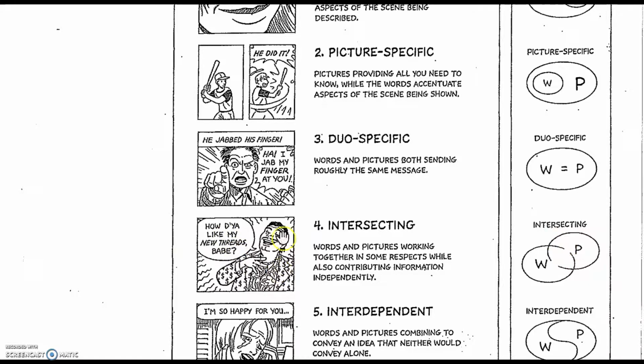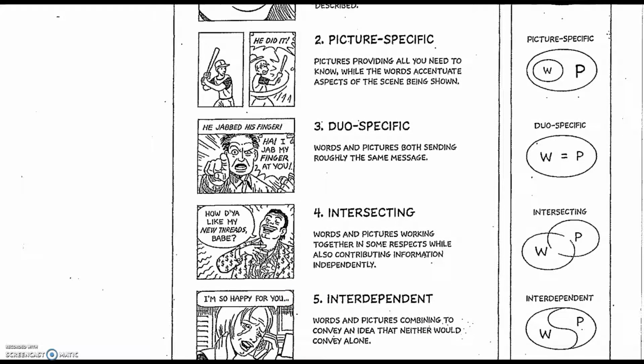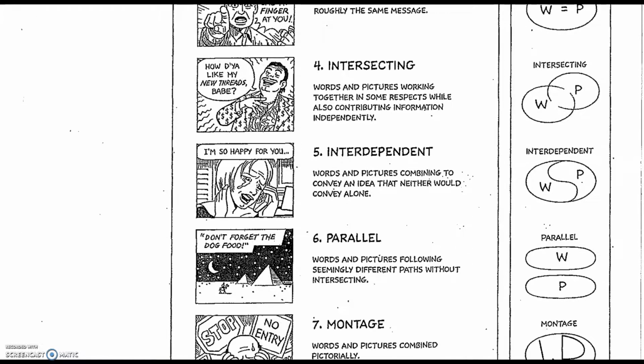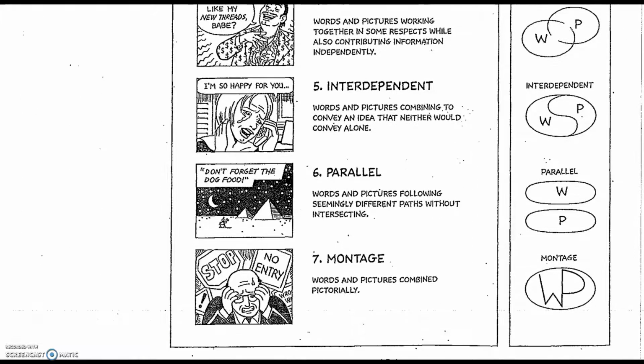So here, if I'm just reading the picture, I see he's into money. I see it looks like he's wearing new clothes. In the text, the dialogue balloon, I see he does have new clothes and he's talking to a girl, but you put all those together and he's trying to basically impress a girl with his money. Then you've got interdependent, which literally means words and pictures combined to convey an idea that neither would.